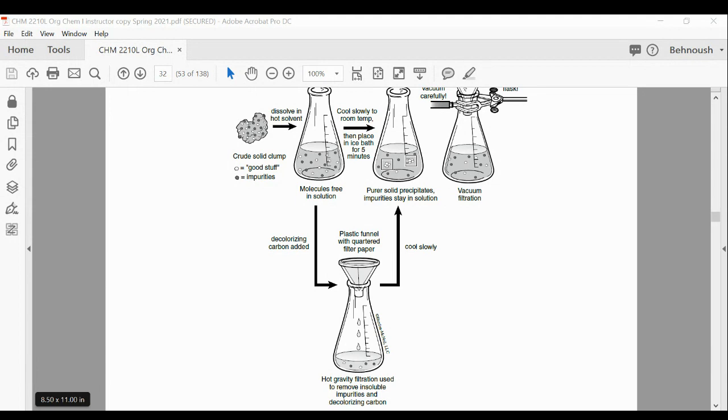What happens if you use too much solvent? If you have too much solvent, what could happen?